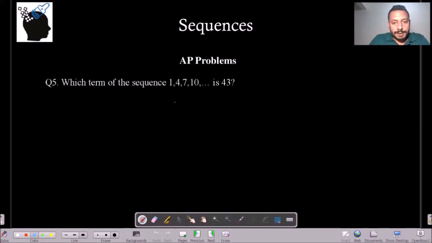So which term of the sequence 1, 4, 7, 10 is 43? So what all have they given us? They have given us the first term, which is 1. They have also given us the last term, or Tn, as 43. We can also find the common difference, which is nothing but 4 minus 1, which is 3.